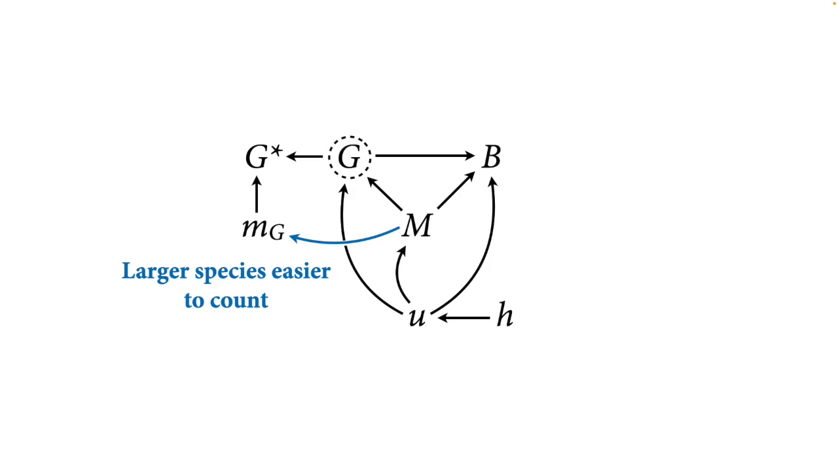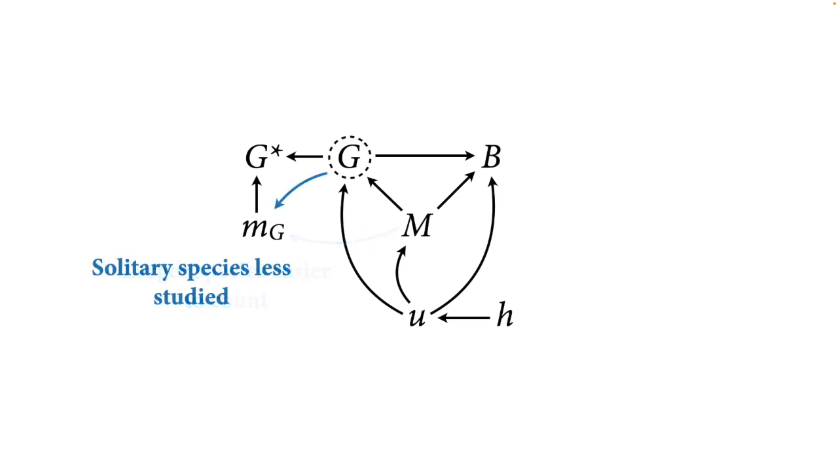But for something large, like a chimpanzee, they're easy to spot. You can count them. You know how many chimps are in a group. Another possibility, just to give you night terrors, is that the variable itself, group size in this case, influences its own missingness.